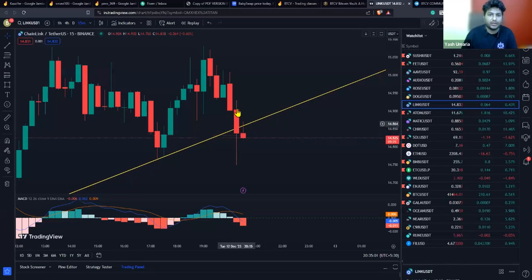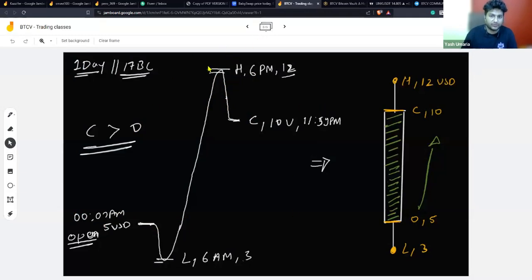So this is what we call a candlestick, right? This is a red candlestick. That means the market is moving in the downward direction. And this is a green candlestick. That means the market is moving in the upward direction. Okay. We have this kind of situation.